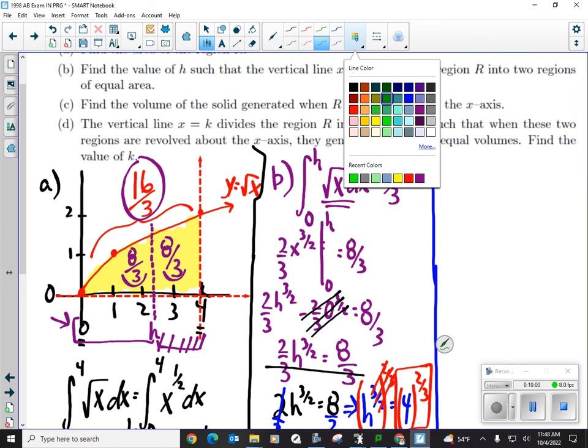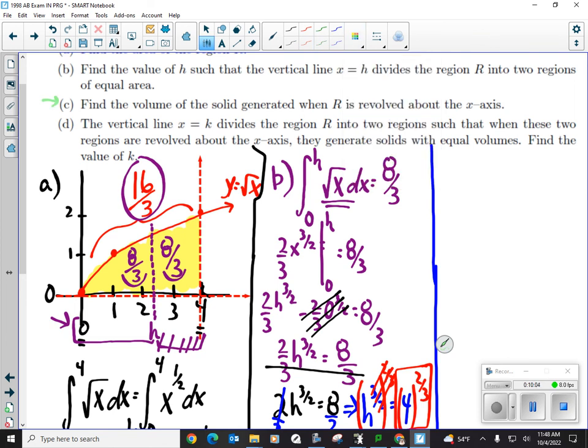Boom, boom. Let's go this mint green. I like it for C. C. Find the volume of the solid generated when R is revolved about the x-axis. Oh, I love volume ones. Okay, so for poops and giggles, we have our graph here.